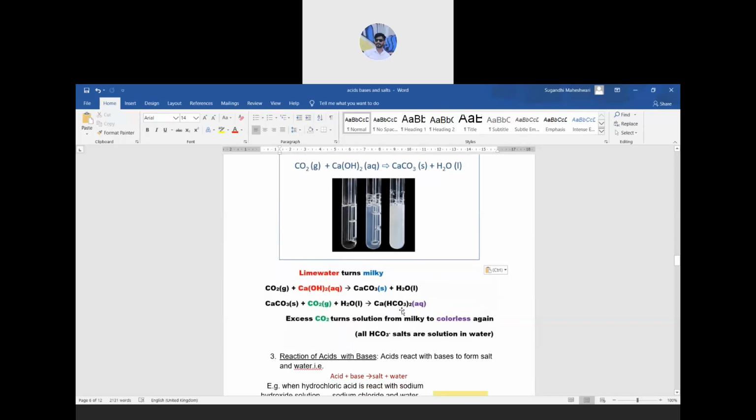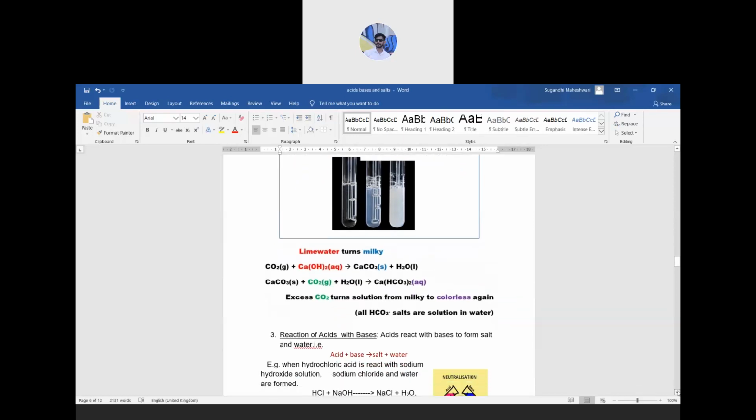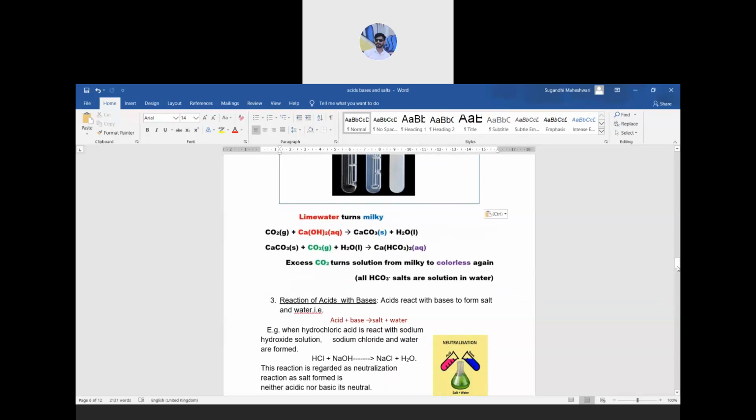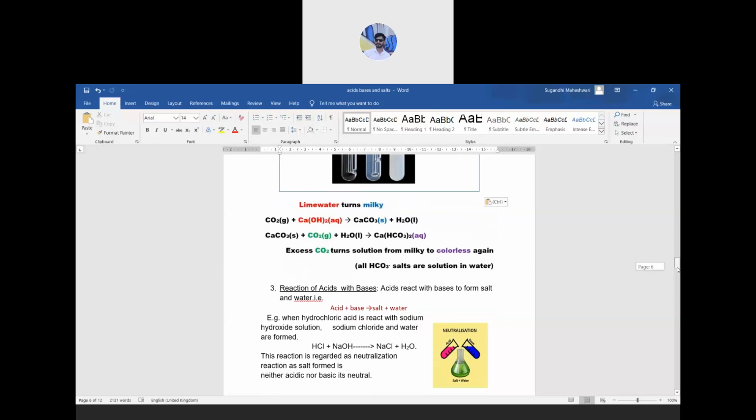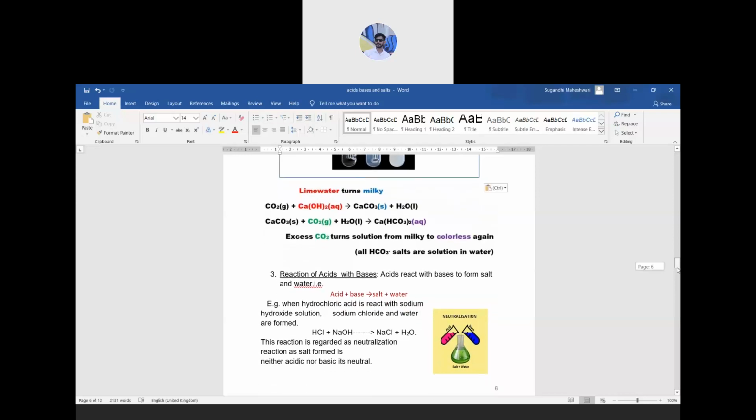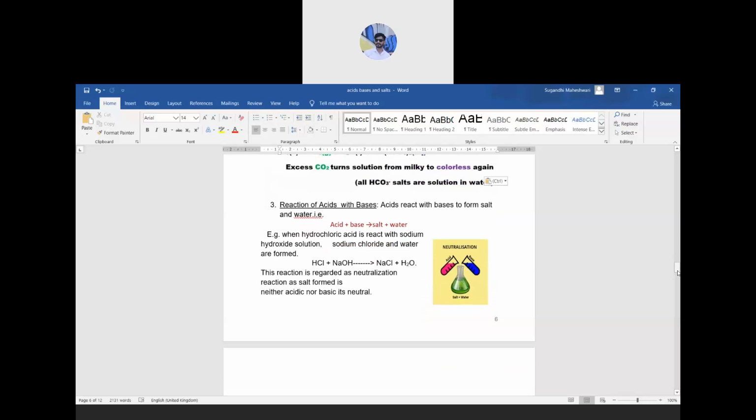Calcium bicarbonate is soluble in water, so the milkiness disappears. Test for hydrogen gas: it burns with a pop sound. Test for carbon dioxide: it turns lime water milky, and when excess carbon dioxide is passed, the milkiness disappears because of the formation of calcium bicarbonate.